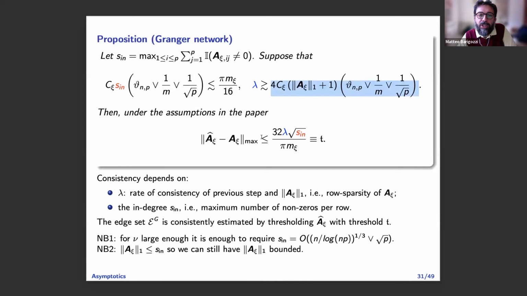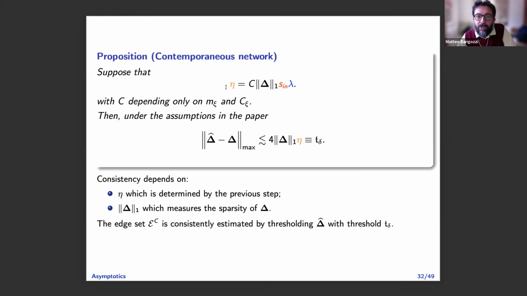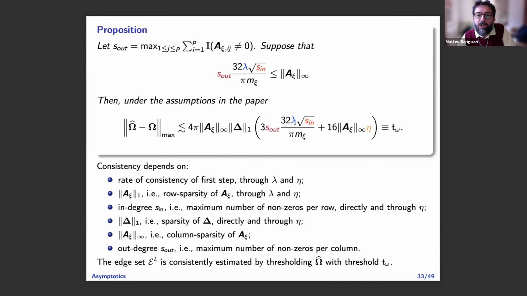So this will go to 0. This, because of the way you choose eta, will go to 0. And this will go to 0 because lambda will go to 0 and eta will go to 0. Okay. Now here you have all the things that you had in the previous steps.